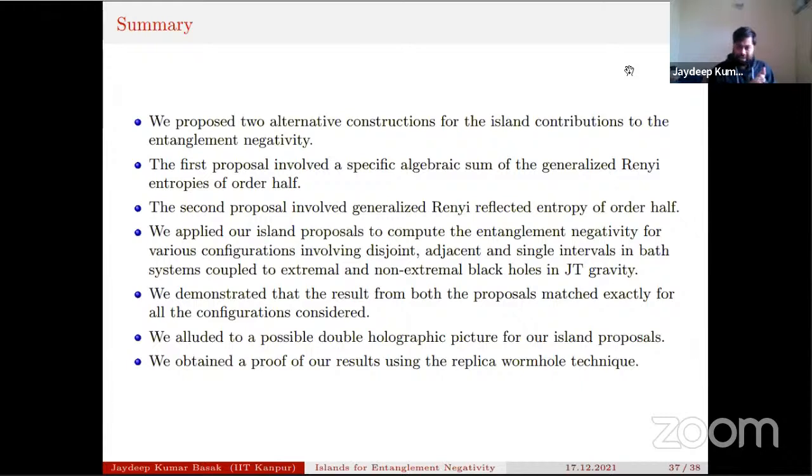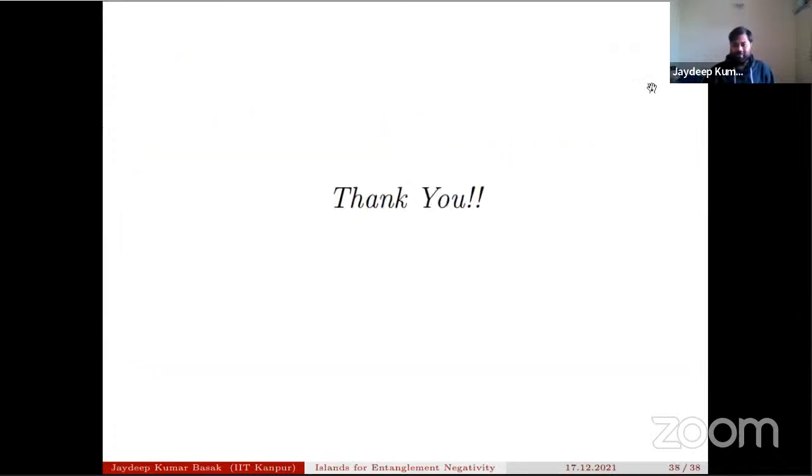In this context, I would like to say that the matching of the results, one from the algebraic sum and the other from the generalized Renyi reflected entropy of order half, holds only up to a constant. Recently, there has been a paper showing that this match is only up to a constant, but the functional form matches exactly. Okay, so that's what I have to say. Thank you.